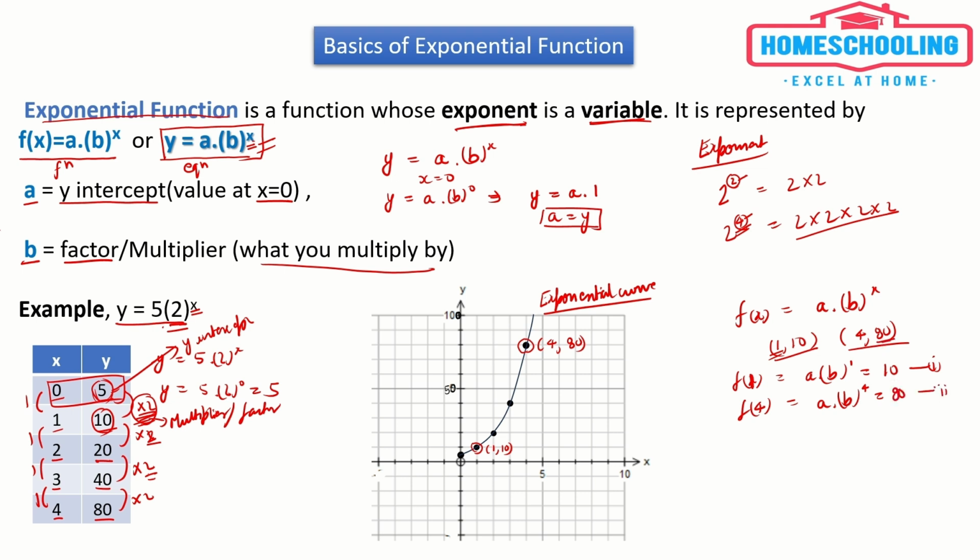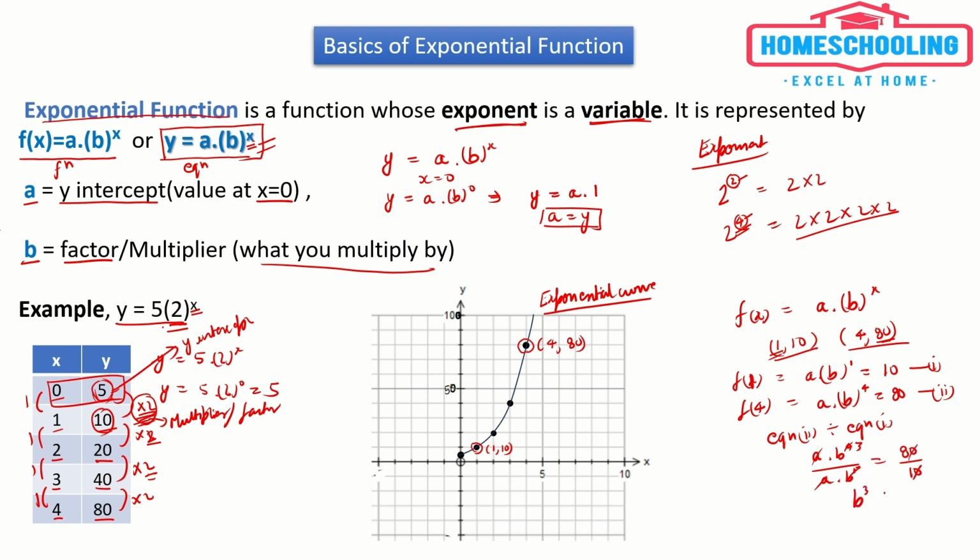So now we have two equations here. What we're going to do here is divide equation 2 by equation number 1. So this one would be a into b to the power 4 divided by a into b to the power 1 is equal to 80 by 10. A gets cancelled and it would be 3 times.